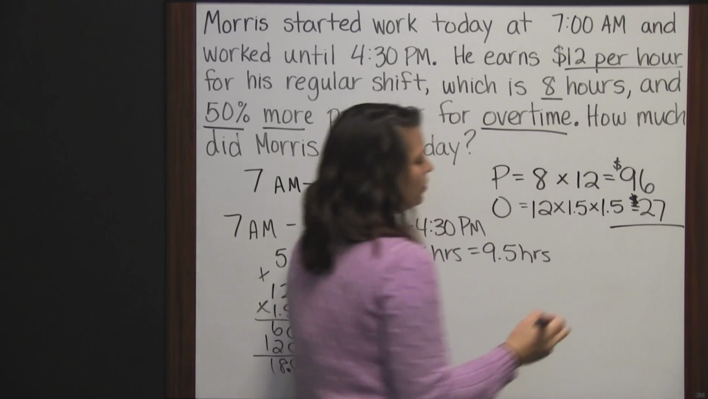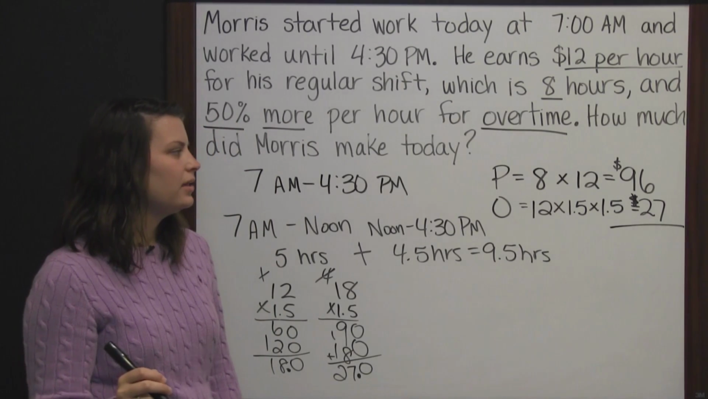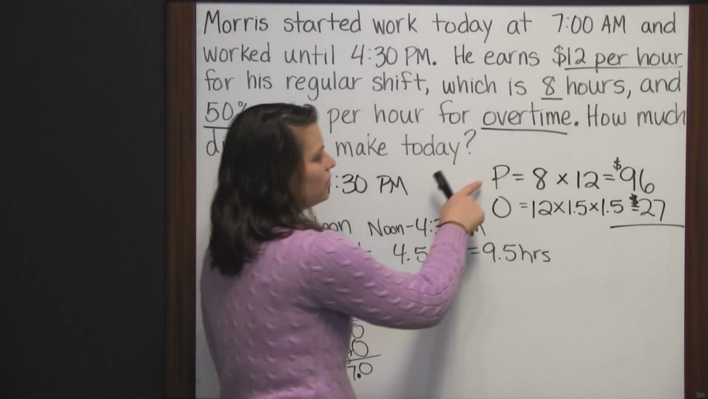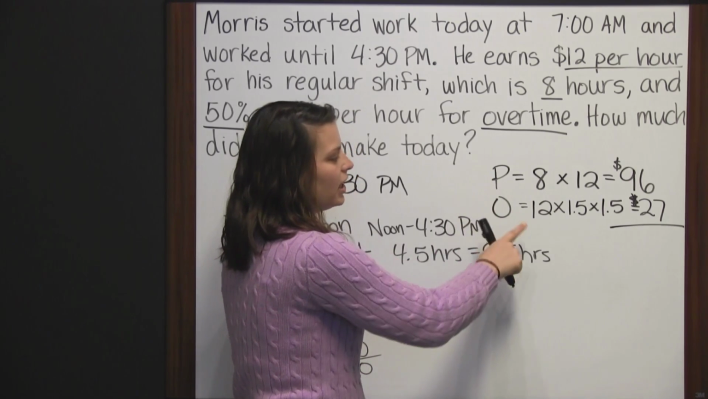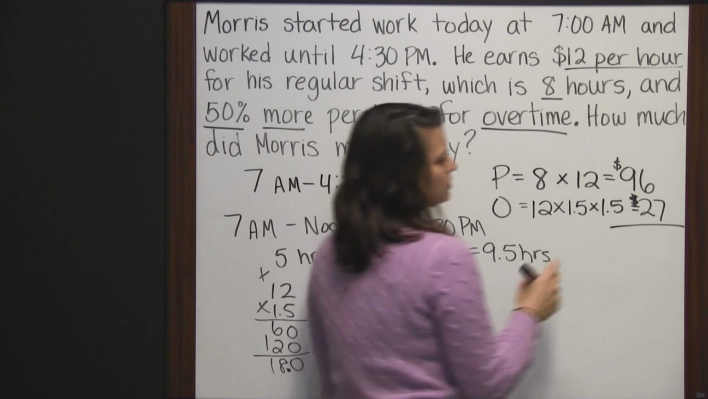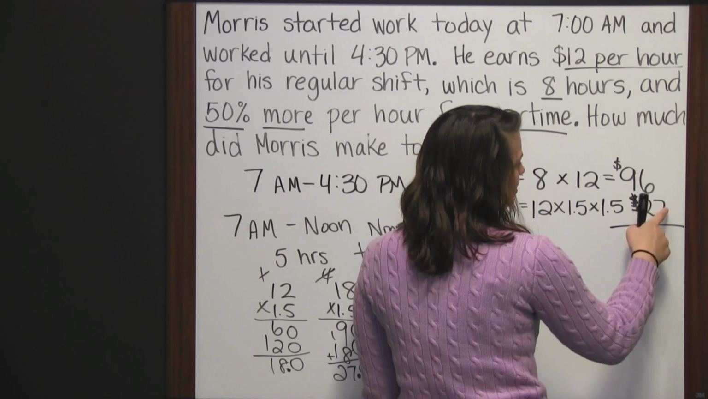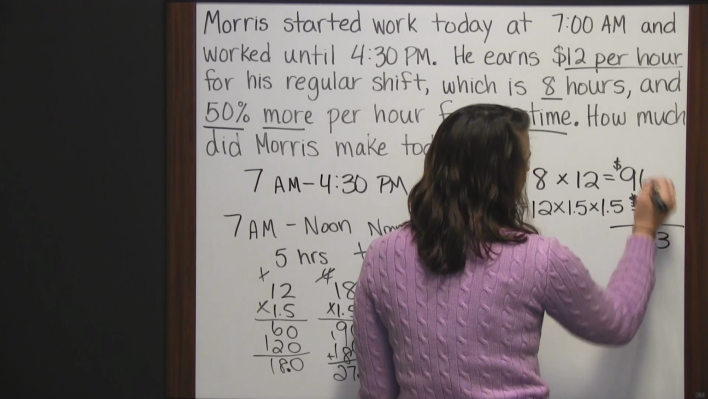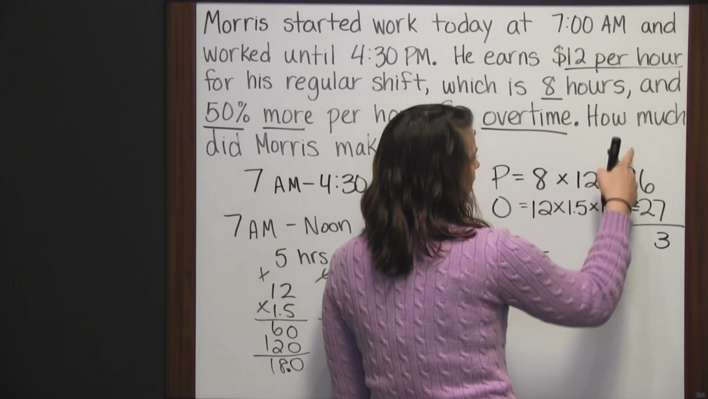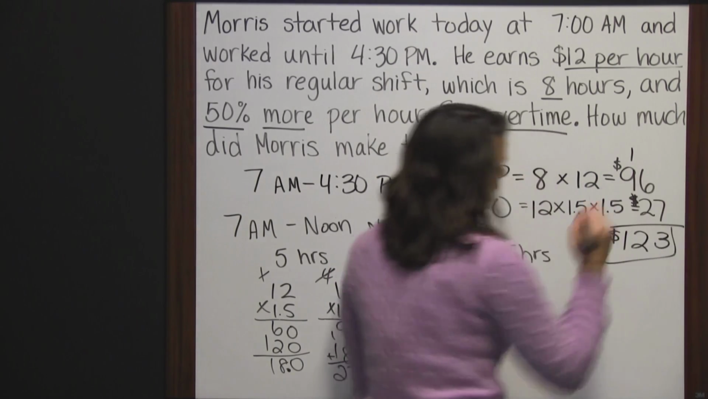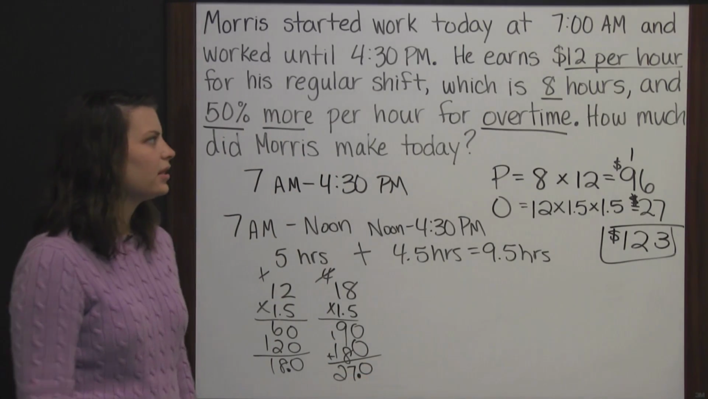So his total amount that he made that day would be the sum of the amount of money he made for his regular shift and the amount he made for overtime. So we need to add $96 and $27. 7 plus 6 is 13. Carry the 1. 9, 10, 11, 12. So that means he made $123 that day.